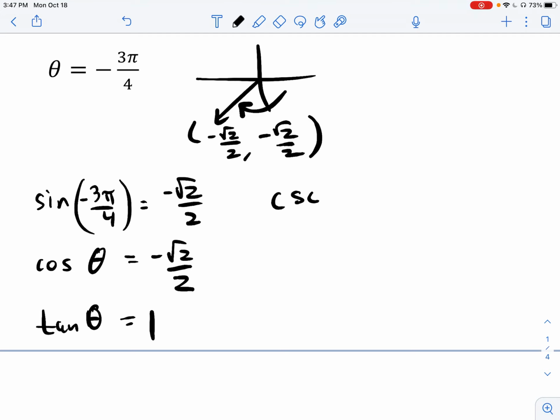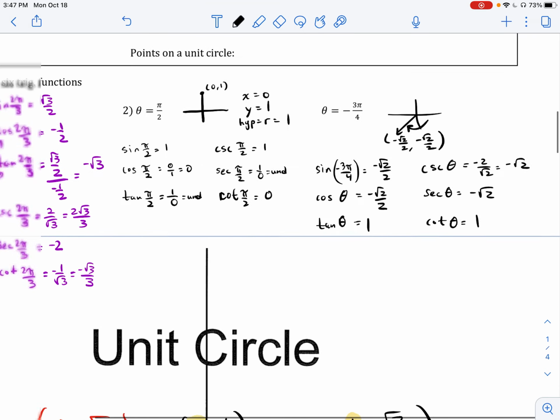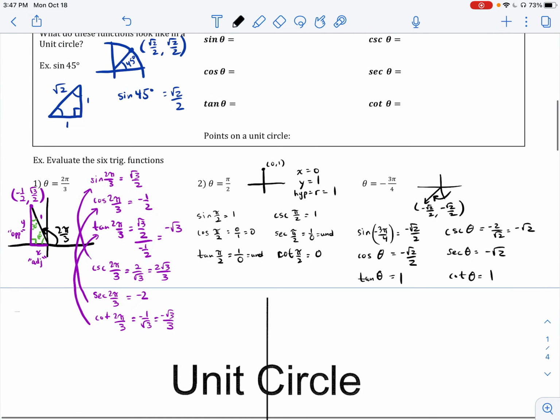And then I can also do all of my reciprocal values as well. Secant is also negative root 2. And cotangent of theta is going to be 1. Okay? So hopefully this helps understand not only the unit circle, but its relation and its helpfulness in us being able to evaluate trigonometric functions efficiently.